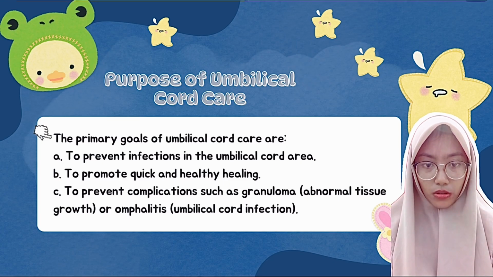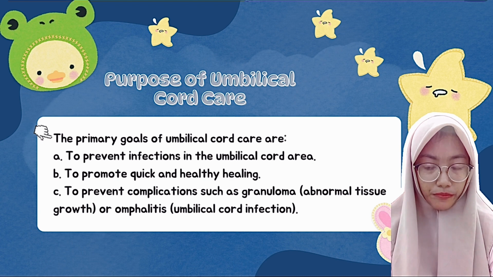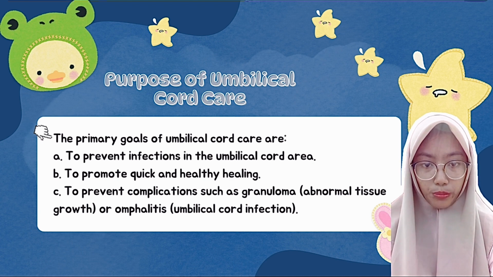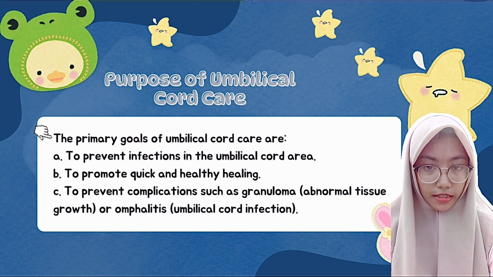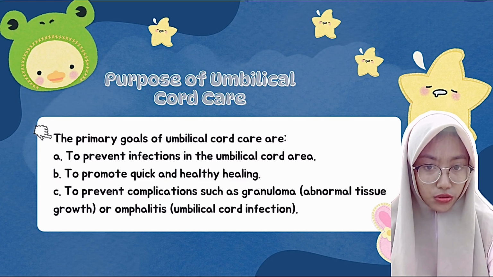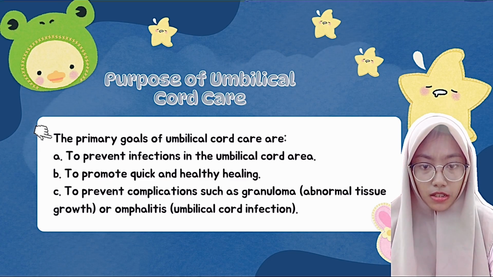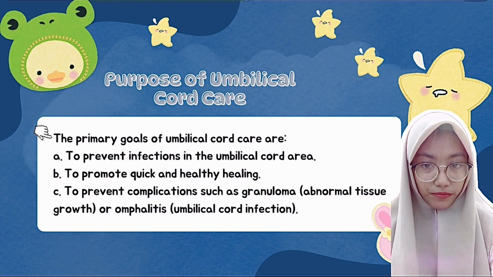The purpose of umbilical cord care. The primary goals of umbilical cord care are: first, to prevent infection in the umbilical cord area. Second, to promote quick and healthy healing. And the last, to prevent complications such as granuloma, abnormal tissue growth, or umbilical cord infection.